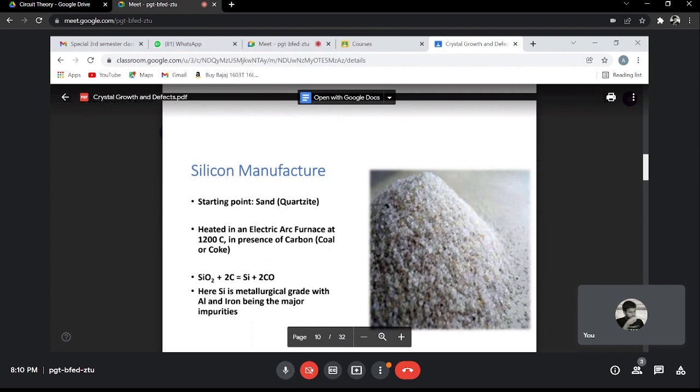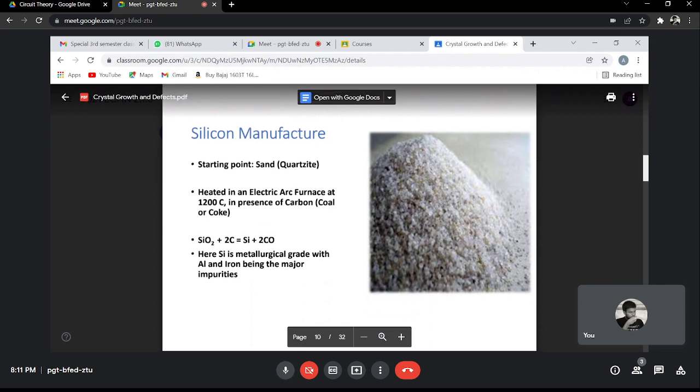Okay. So the picture is that of sand, and the sand is quartzite, silicon dioxide. So the starting point is you take the sand and then you heat it in an arc furnace at a very high temperature in the presence of carbon. Carbon reacts with silicon dioxide and forms silicon and carbon monoxide, which is of course a gas. So that's the first stage of purification of silicon. Now the problem is obviously this is not a good quality of silicon. So it's called the metallurgical grade, and all the details are there in the slides.